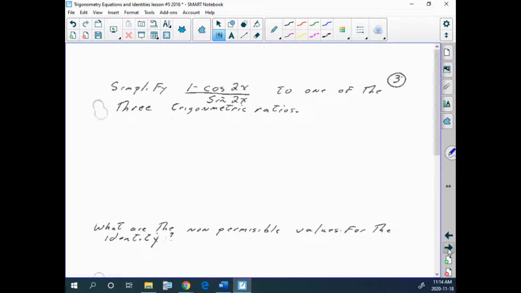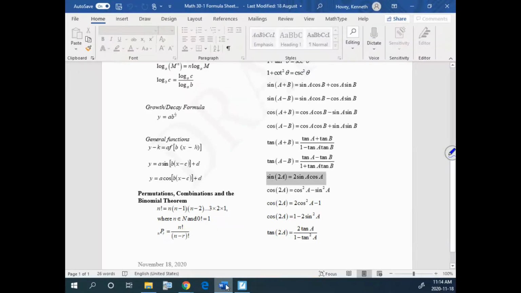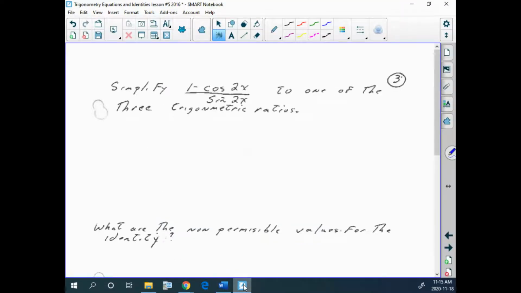And I have 3 possible identities for cosine of 2x. I could plug in cos squared A minus sine squared A, but then I would be left with 1 minus cos squared A minus sine squared A. I went from 2 terms to 3 terms. That's annoying. Possible. I could plug in 2 cosine squared A minus 1. Don't write this down because it's wrong.